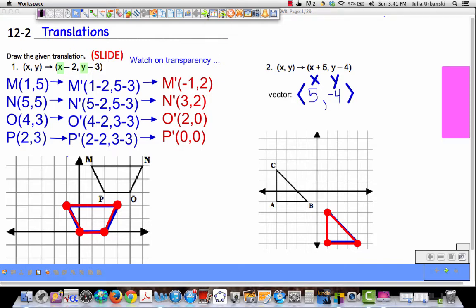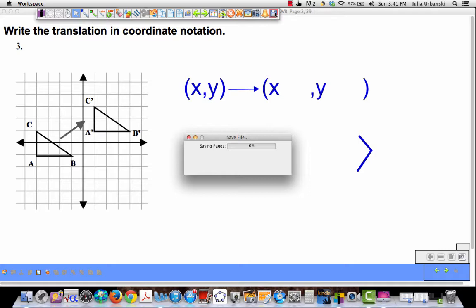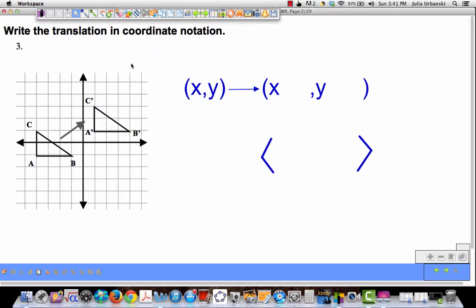So let's look at some different ways that it can look to you. It's going to be the same concept, but they might ask it in different ways, just like in all of geometry. So this time, they're going to give you a picture. It's the same idea, but they're asking you to write out the rule or the notation that actually happened. So your original one is the one without any prime letters right here, and this is your image. So this is where we started, this is where we end up. So we have to figure out what happened.